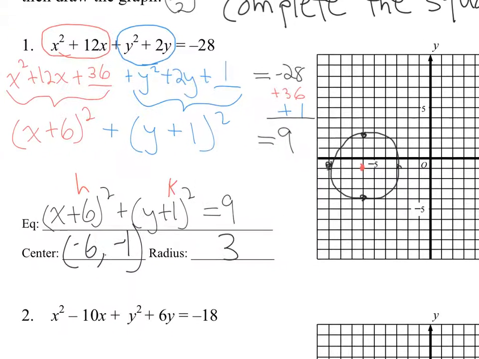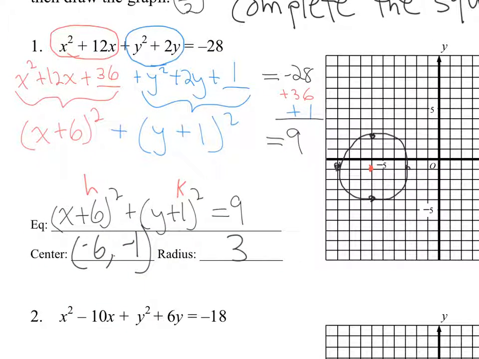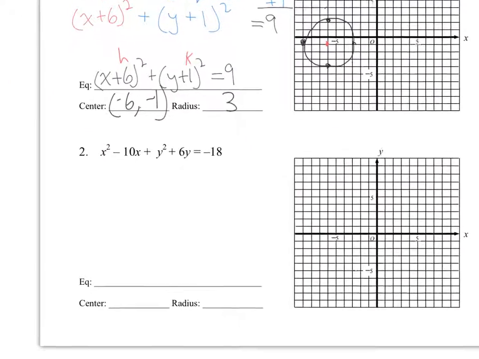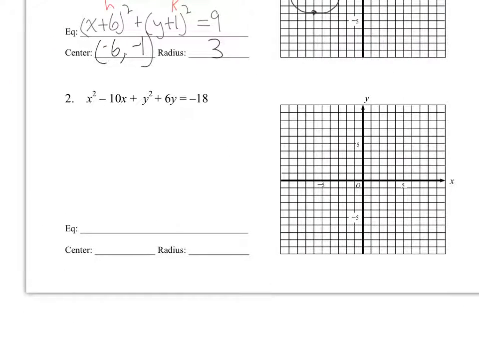So this original equation, x² + 12x + y² + 2y = -28, if you put this in the calculator, it will give you this circle. But we just had to make sure that we completed the square, turning this into standard form. This is now standard form, much easier to tell the center and the radius. So let's try another. Let's try one on the next page.